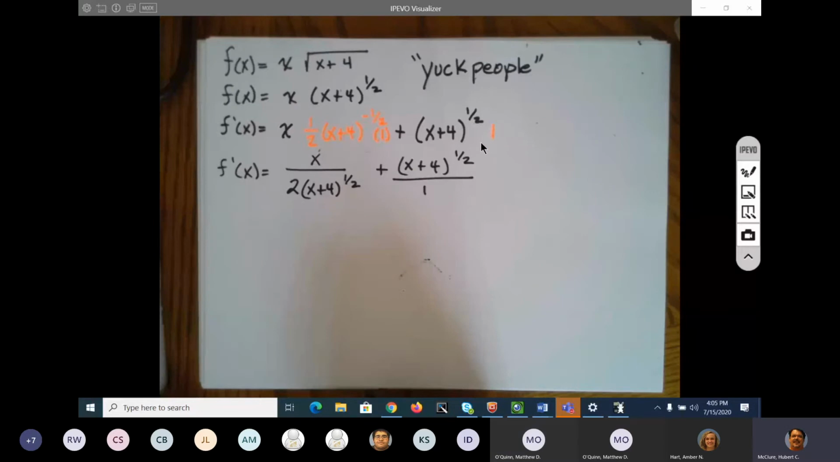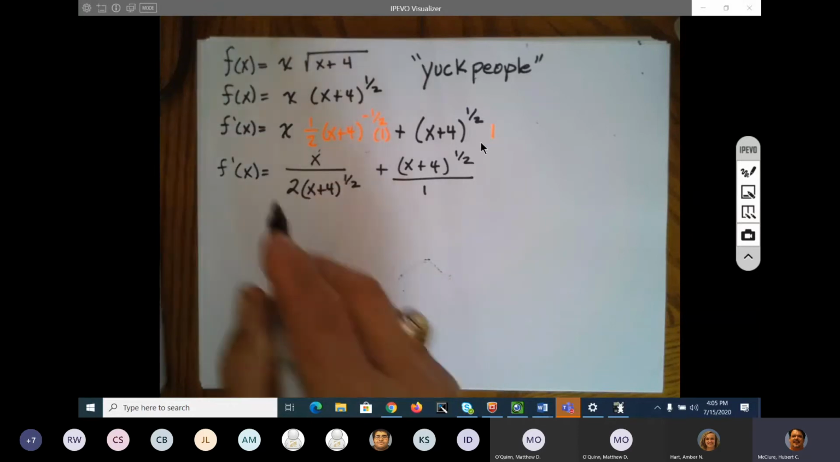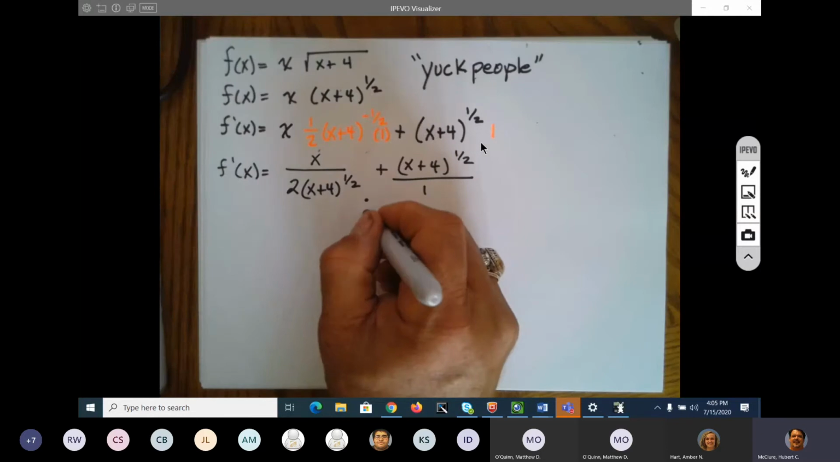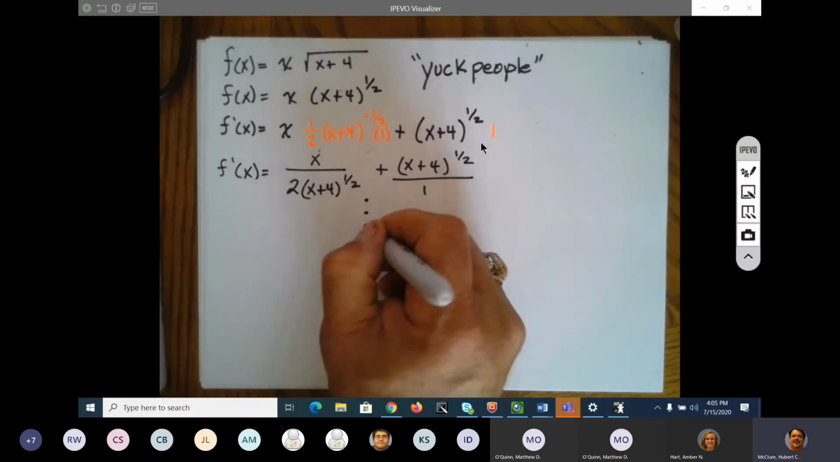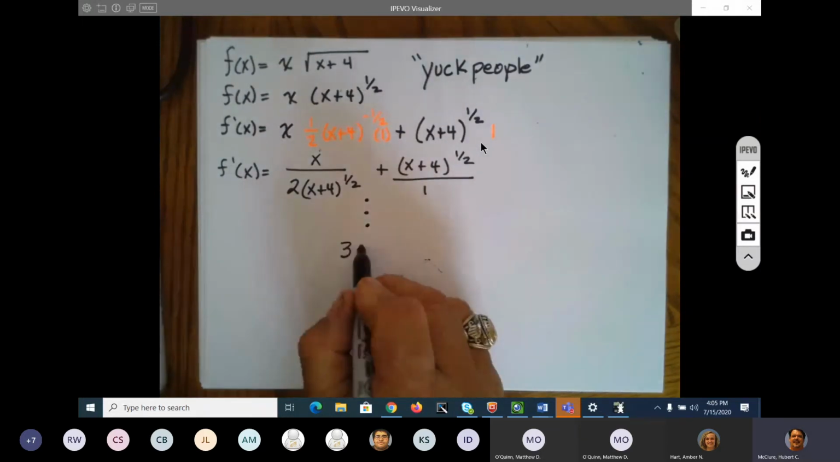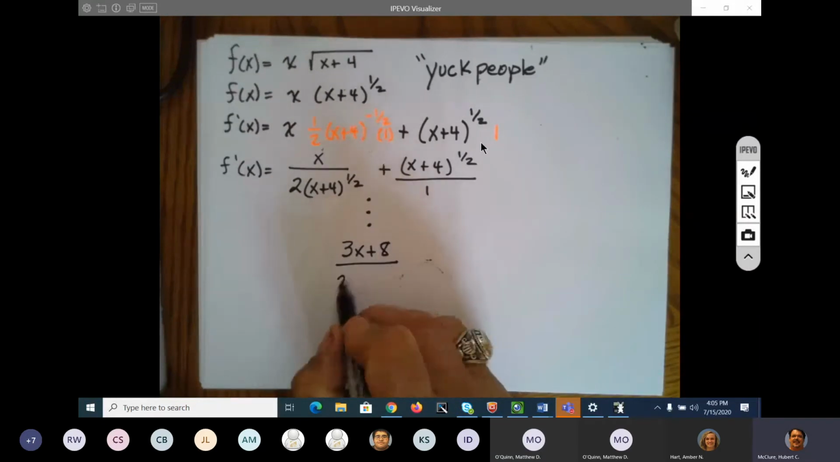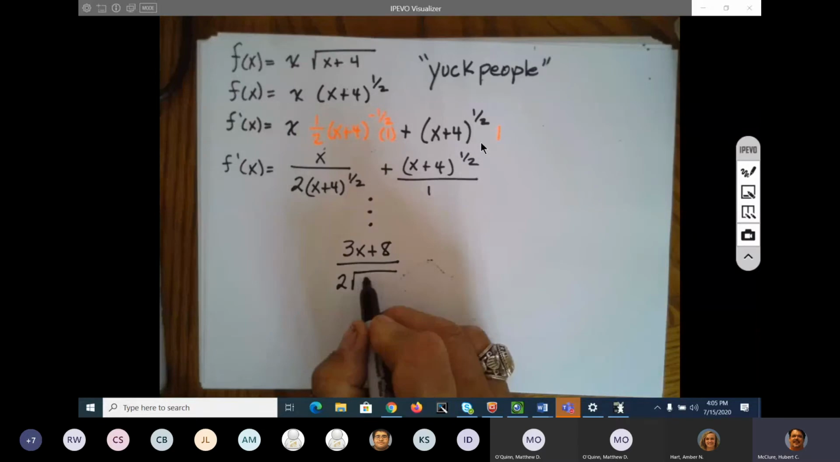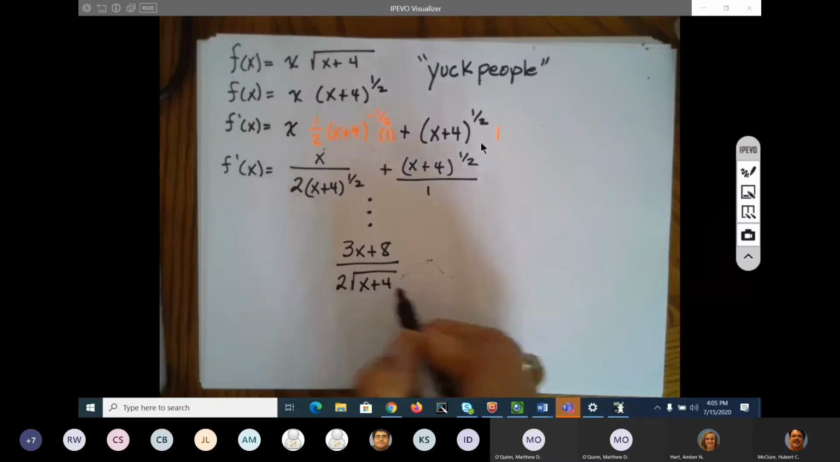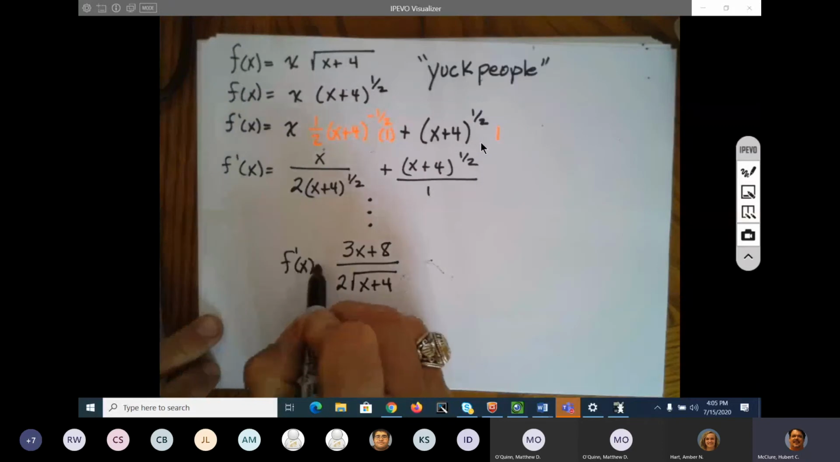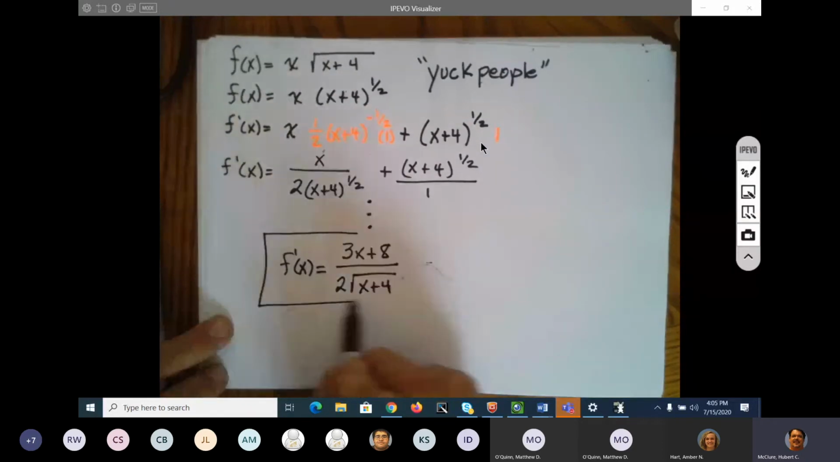Now, if you get a common denominator of 2 times x plus 4 to the 1/2, if you do the algebra and add these together, you're going to get 3x plus 8 over 2 square root of x plus 4. So f prime of x is equal to that.